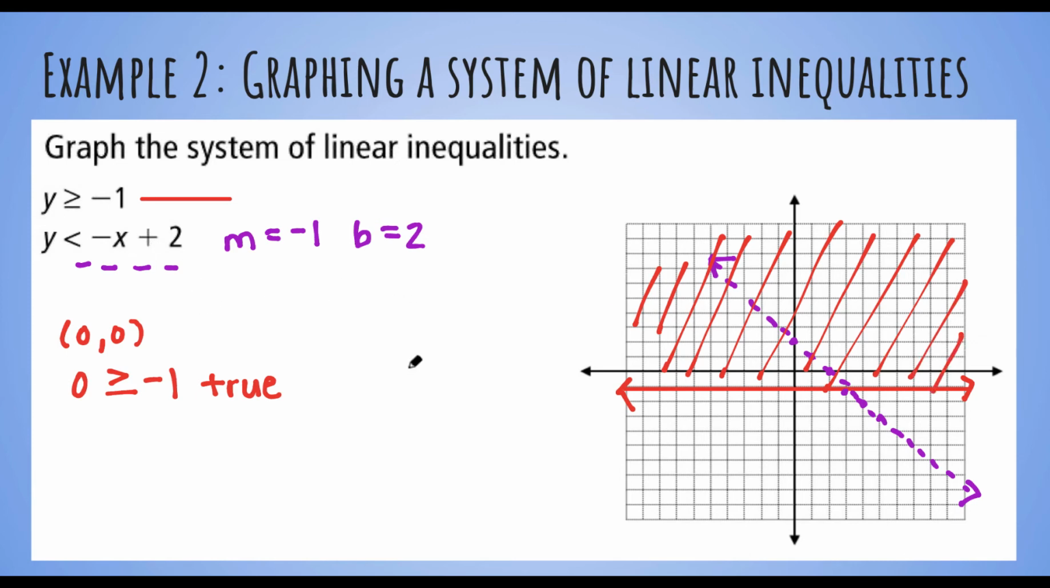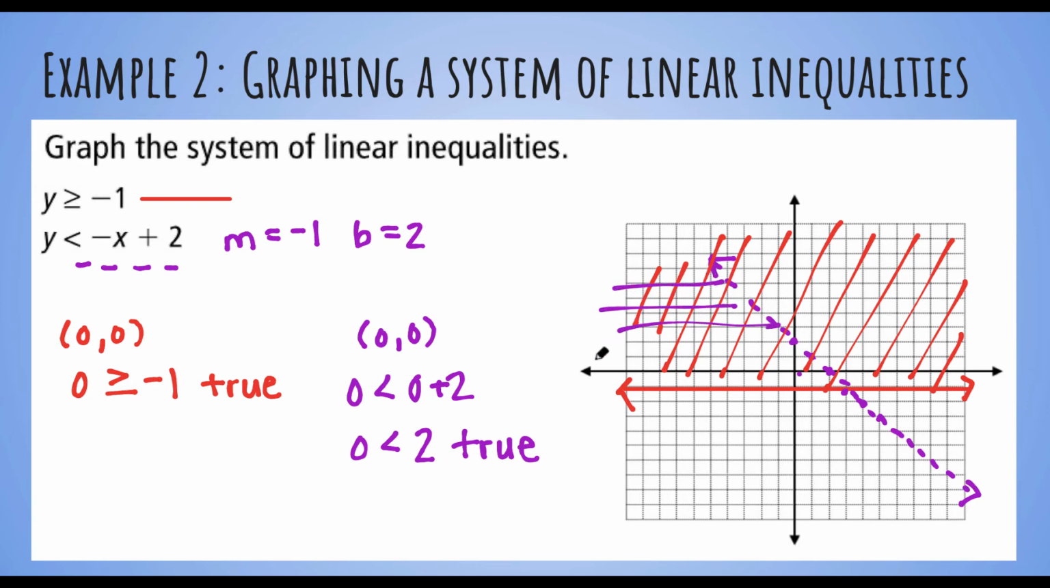For my second inequality, I'm also going to check the point 0, 0. When I substitute in those values, I have 0 is less than 0 plus 2. So 0 is less than 2. This is also true. So 0, 0 is included in the shading for this inequality. So I'm going to shade that with a horizontal pattern. And I can see that the solution to this system is the overlap of the two shaded areas. So it's going to be all of this area up here.